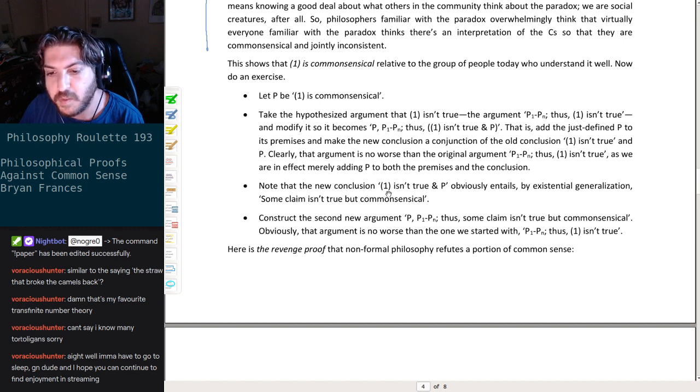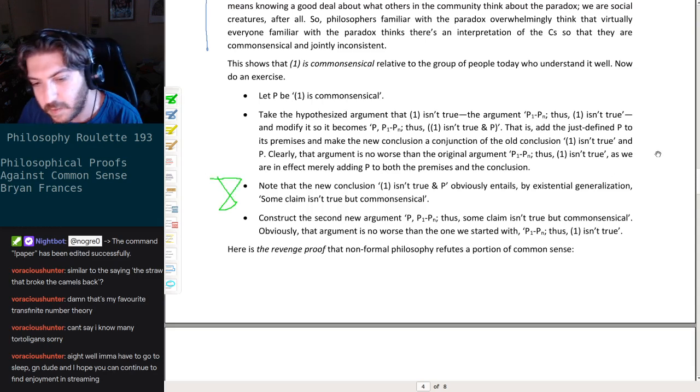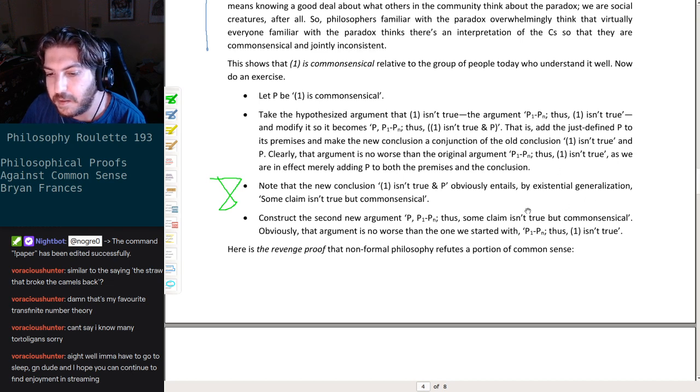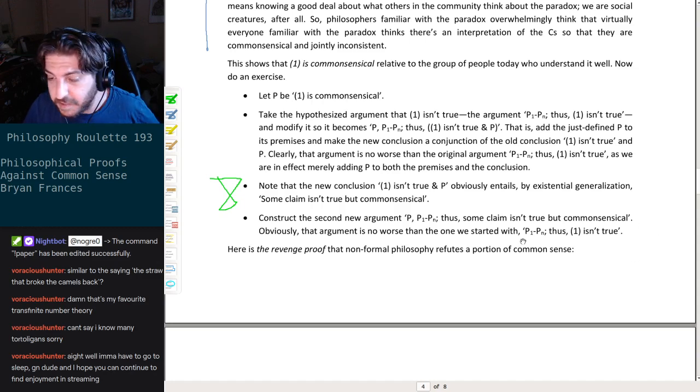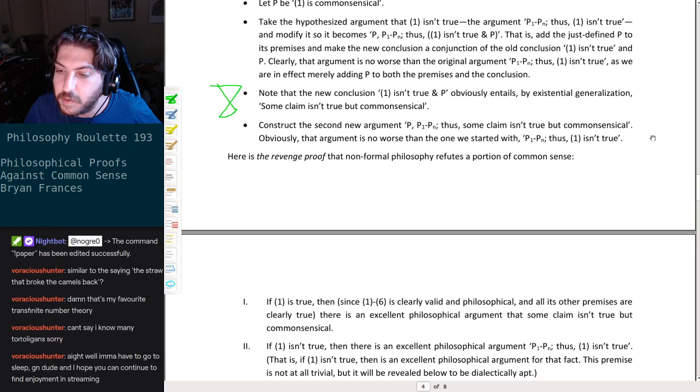Okay. Note that the new conclusion, 1 isn't true and P, obviously entails by existential generalization that some claim isn't true but commonsensical. And we've got quantifiers being brought in. Construct the second new argument: P, premise 1 through premise n, thus some claim isn't true but commonsensical. Obviously, that argument is no worse than the one we started off with, premise 1 through premise n, thus 1 isn't true. You've added P on the left and on the right, and then generalized away from P, saying there is one, which happened to be the P earlier. We'll call this premise 0, so now we've got premise 0 plus all the other premises, thus there's something that isn't true but commonsensical. And here is the revenge proof that non-formal philosophy refutes a portion of common sense.